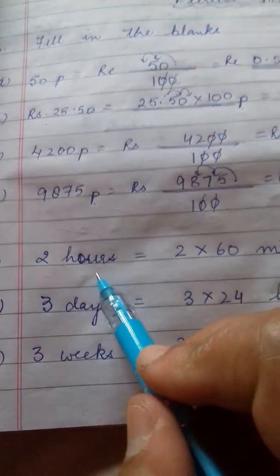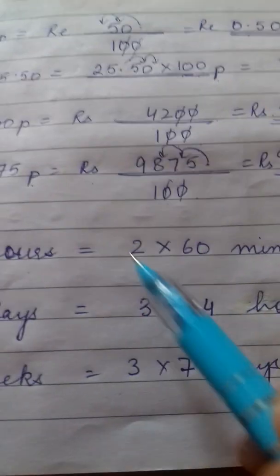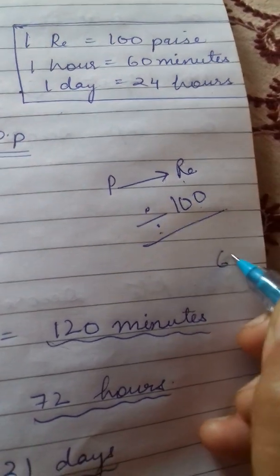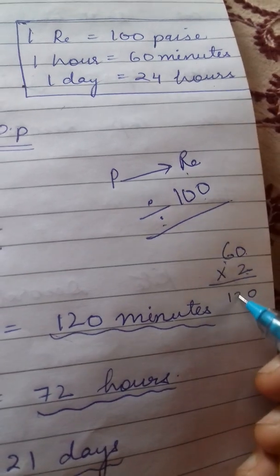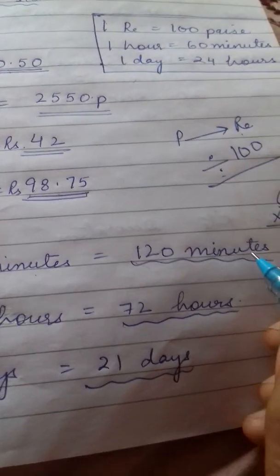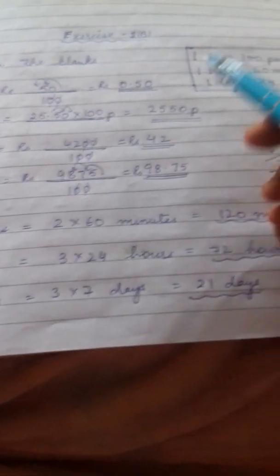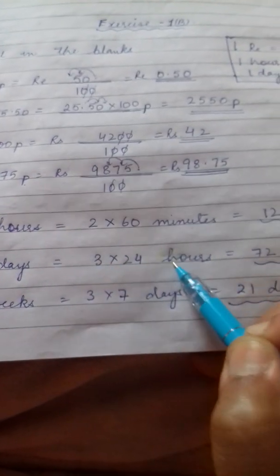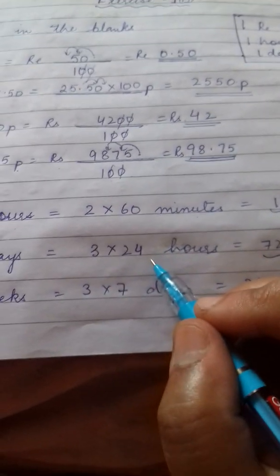So 98.75. Now 2 hours is equal to dash minutes. Now children, 1 hour is equal to 60 minutes. So 2 hours, 2 into 60 minutes. Now you know na multiplication. So 60 into 2. 2 zeros are 0, 2 sixes are 12. So 120 minutes is the answer. Then 3 days is equal to, now again in 1 day 24 hours. So 3 days, 3 into 24 hours, that is 72 hours. Now this time you will multiply yourself.